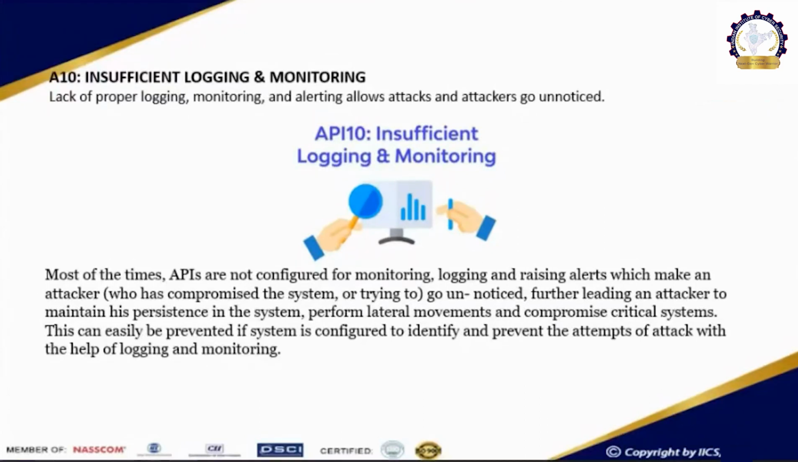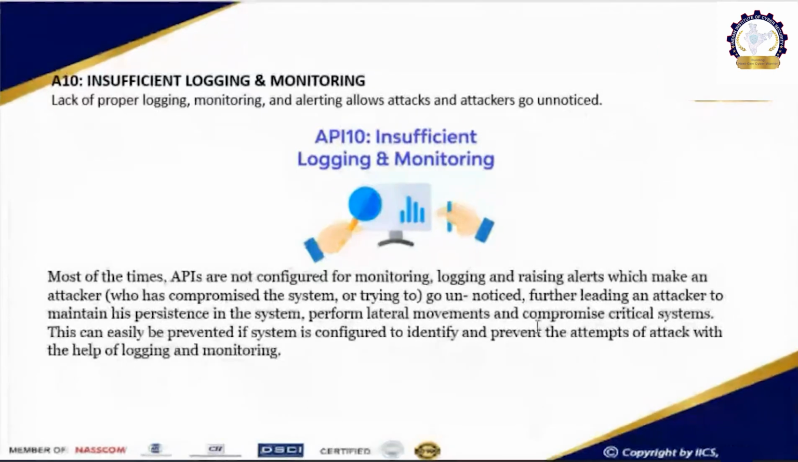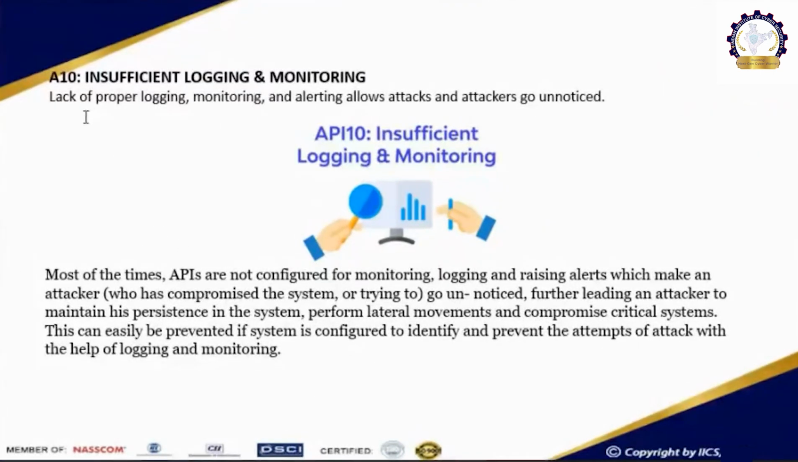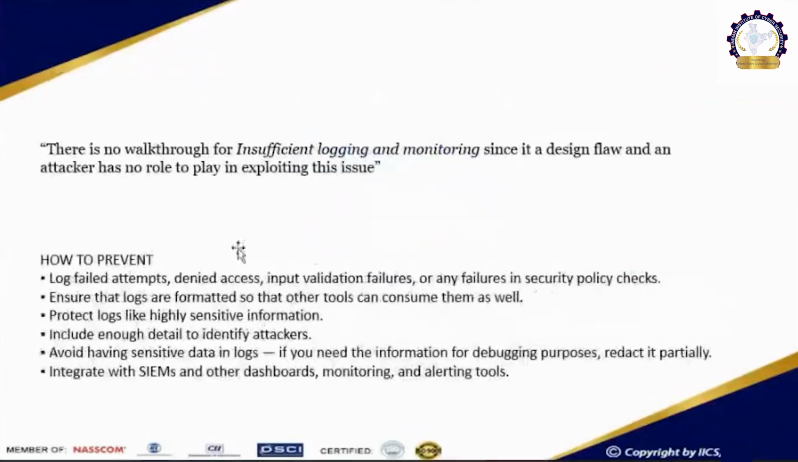So proper logging and monitoring should be done. Most of the time APIs are not configured for monitoring and logging. So when an attack has happened, we do not know what type of attacks are going on, and we cannot do anything in the aftermath, meaning we cannot investigate. So that's why proper logging and monitoring should be done. That is all about API10. There is no lab for that. Since it's a design flaw, we just have to create logs for it. So how to prevent that?